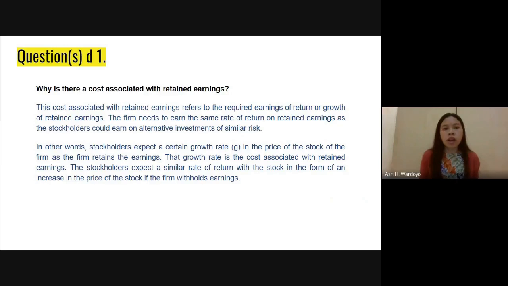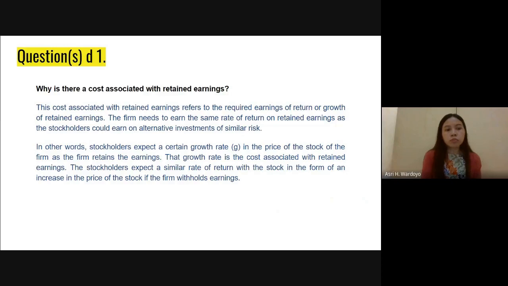That growth rate is the cost associated with retained earnings. The stockholders expect a similar rate of return on the stock in the form of an increase in the price of the stock if the firm withholds earnings.